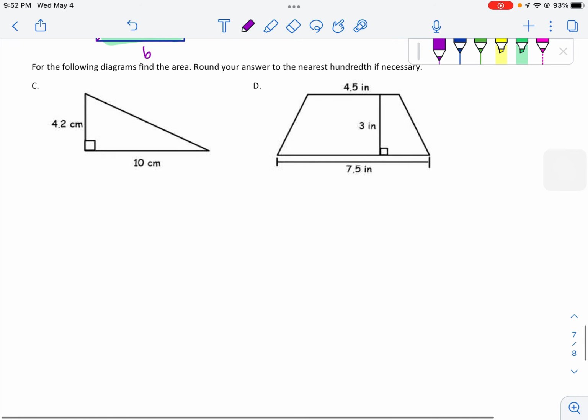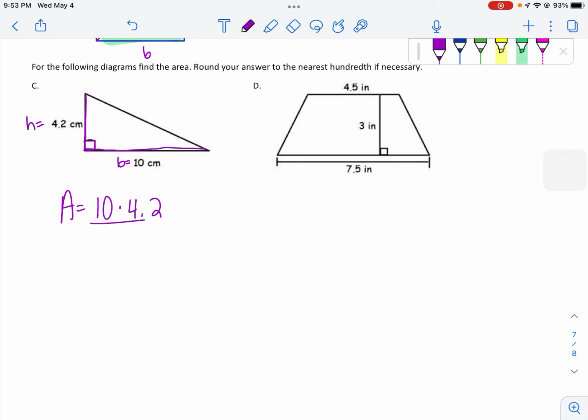To do the area for this triangle, the base is going to be my 10. My height is always my perpendicular distance. Notice I have that right angle there, so this is a right triangle. So 4.2 is my height. Area is going to be 10 times 4.2, so base times height, and then I'm going to take that answer and divide it by 2.